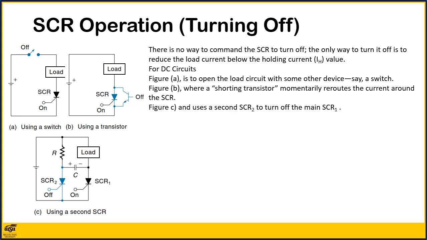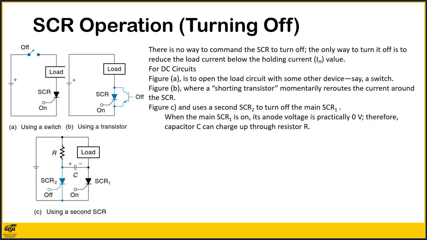Another way is shown in figure C and uses a second SCR, SCR2, to turn off the main SCR1. The circuit works as follows. When the main SCR1 is on, the anode voltage is practically 0 volts. Therefore, the capacitor C can charge up through resistor R.